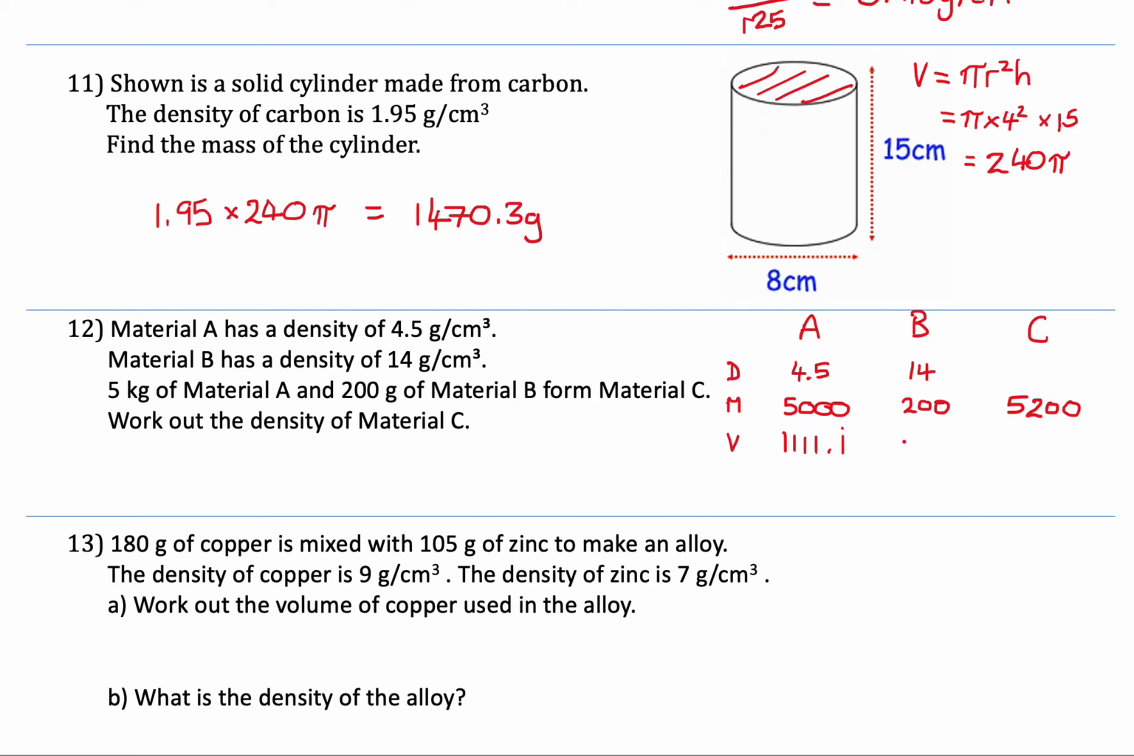The volume for this is 200 divided by 14, so 14.3 if I round that. Okay, so if I just round these, let's get rid of that recurring dot. So the overall volume, if I add those together, is 1125.4.